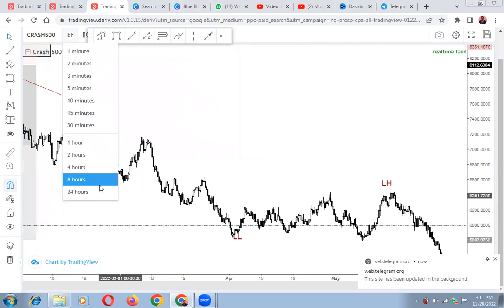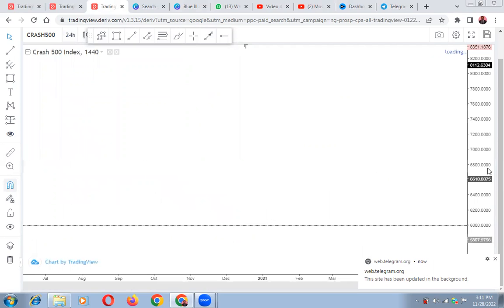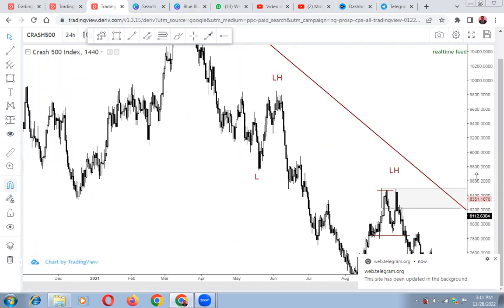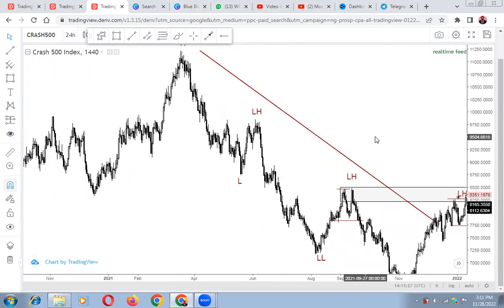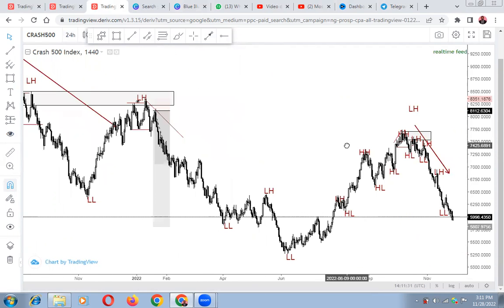Let me go to daily so that it's a longer time. But this is market structure. You want to find out what the trend is saying, and you trade according to the trend. Never trade against the trend. You will get burned. You can't just do it. You will definitely get burned. I can assure you that.